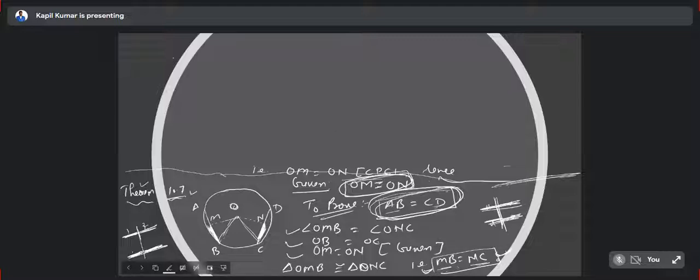Okay, so up to here it is okay. OM is equal to OM. Sorry, MB is equal to NC. It is. Okay, so let me draw it here again.